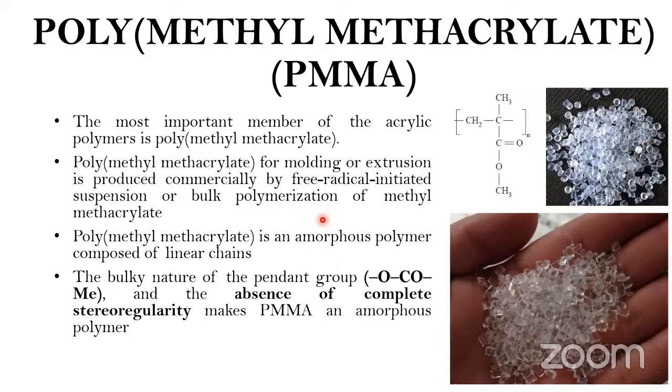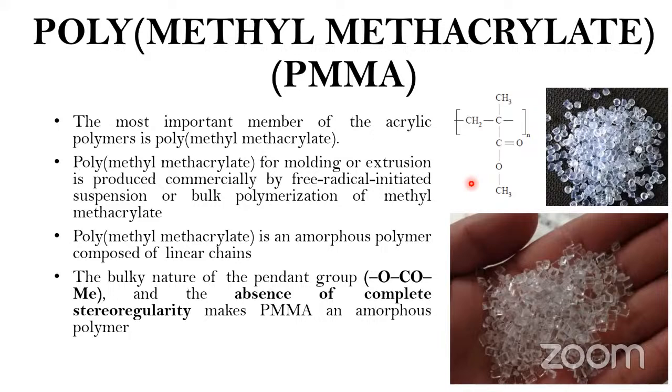That's why the very first property of methacrylic or PMMA is that it is an amorphous polymer composed of linear chains. Due to this amorphous nature, it has transparency. The bulky nature of the pendant group, which is this group from this carbon, and the absence of complete stereoregularity make PMMA an amorphous polymer. Did all of you understand the amorphous nature of PMMA?